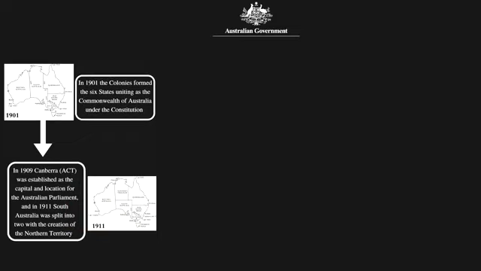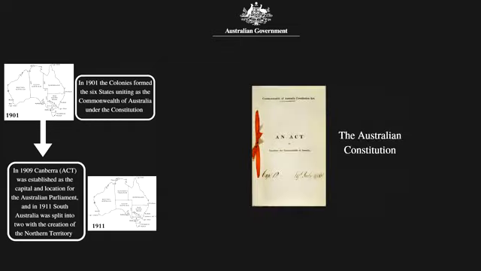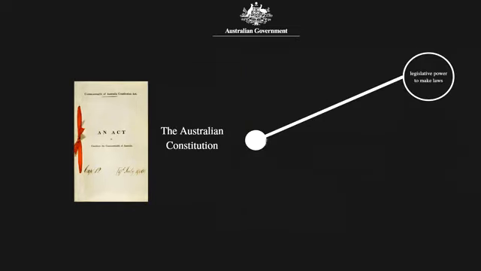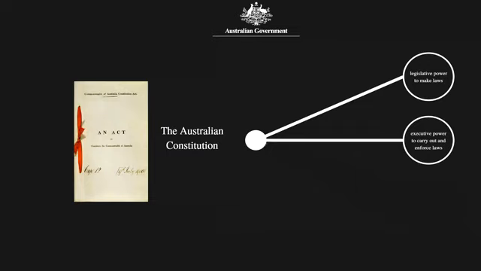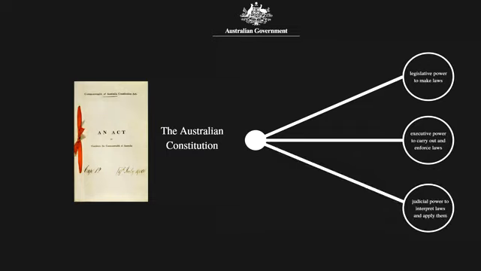The Australian Constitution is the basis of the country's political system, operating since the Federation of the Colonies in 1901. It establishes a framework for the main political institutions, these being the legislative power to make laws, the executive power to carry out and enforce these laws, and the judicial power to interpret them and apply them.